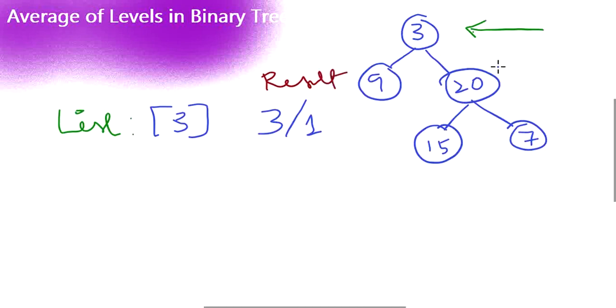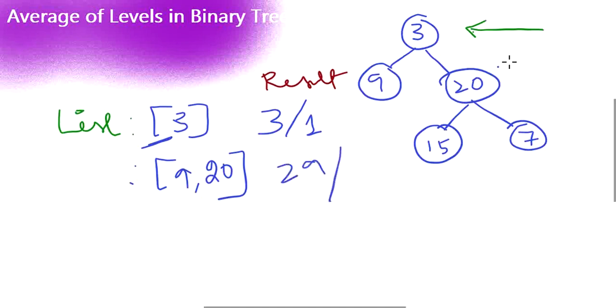So once we have added the result, the list has the values of level 1. So we are going to clear the list and add values at level 2. Once the list is cleared, it will be empty. Now adding 9 and 20. Once we have added all the elements at that level, we are going to calculate the total sum by size of the list. Here size of the list is 2. So this will again be added to our result list.